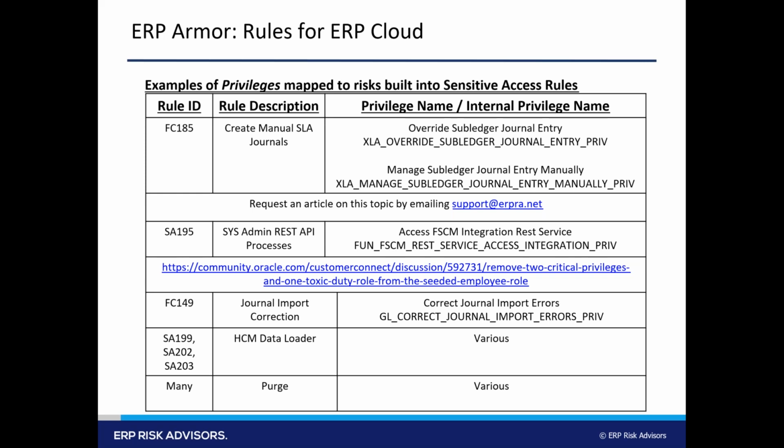If you want to understand more about that, there's a link here to an article where we convinced Oracle to pull out that FSCM API privilege from the employee role. At one point, it was actually in an employee role, so all employees had access to the most powerful REST API on the supply chain and financial side. And you'll see some back and forth and understanding related to Oracle's analysis on that.